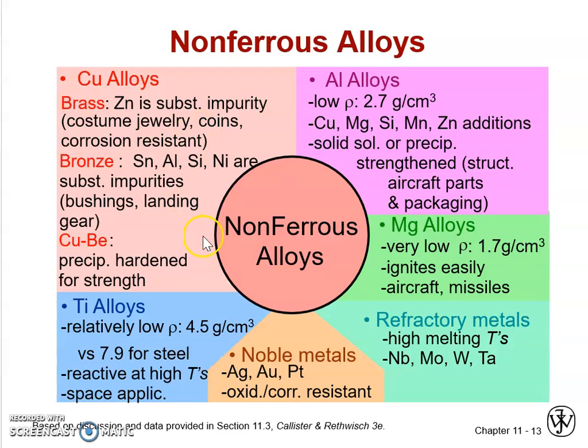Basically each alloy has its own properties. For example, refractory metals are metals that have a high melting temperature. And magnesium alloys have very low density, very lightweight, so you can use them for aircraft or missiles.